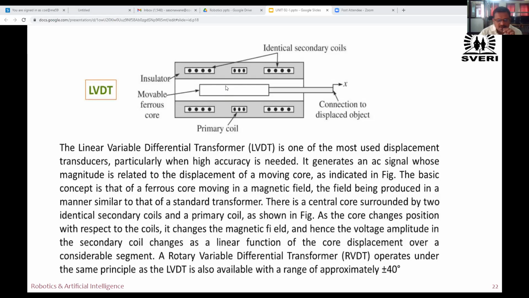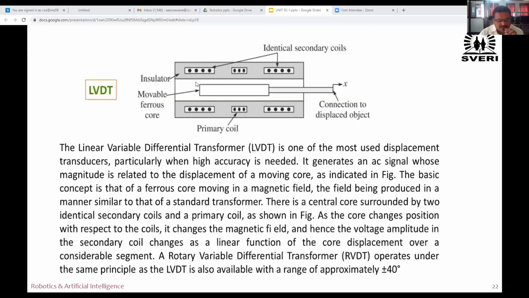Therefore, this is nothing but the linear variable differential transformer, and that voltage difference between primary coil and secondary coil is directly calibrated in terms of the displacement. Next, the rotary variable differential transformer, or RVDT, operates under the same principle as the LVDT, and is also available with a range of approximately plus or minus 40 degrees.